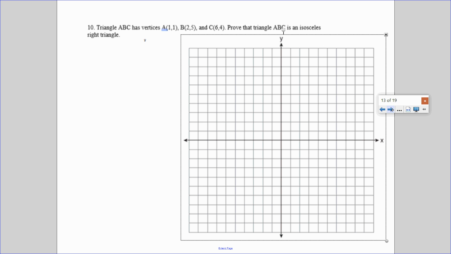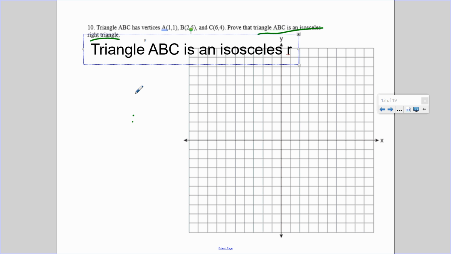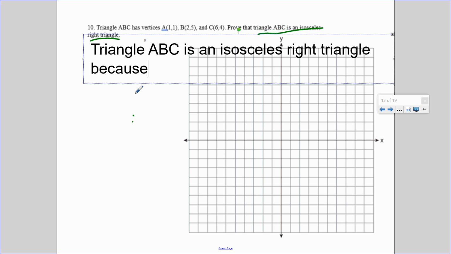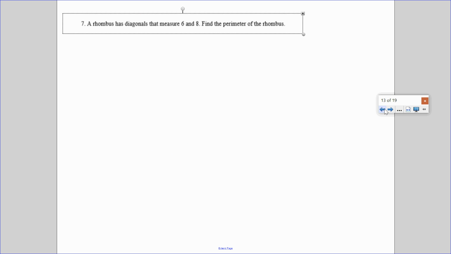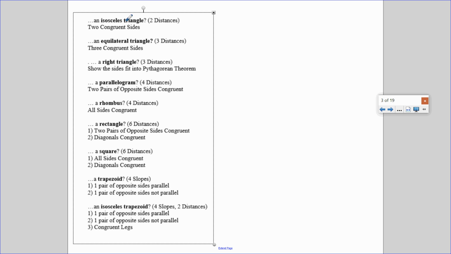All right. Wow, this is a pretty quick review sheet. Prove that triangle ABC is an isosceles right triangle. Well, triangle ABC is an isosceles right triangle because, well, I go back to my how do you proves, which you have to have memorized. Here they are. Isosceles has two congruent sides. Right triangle, show the sides fit into Pythagorean theorem.